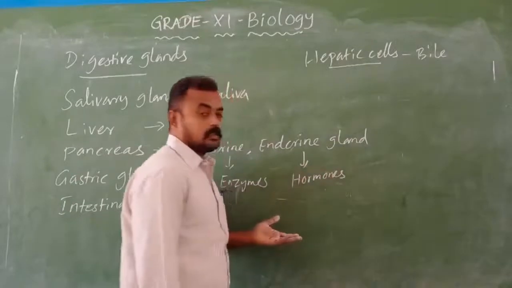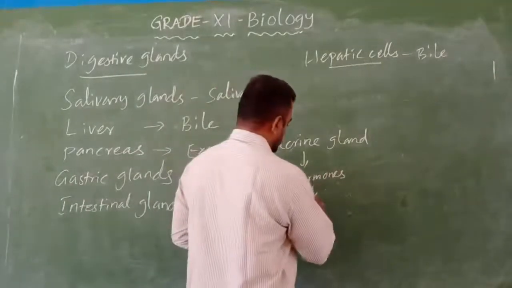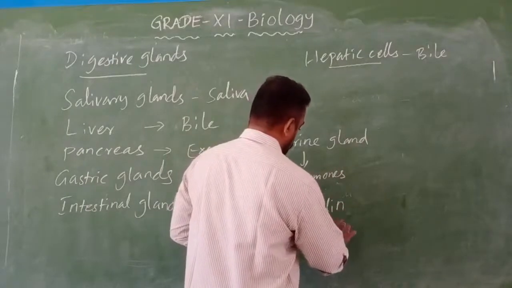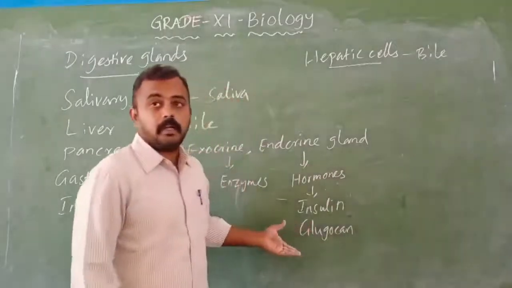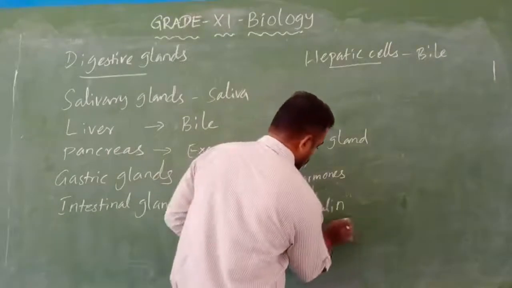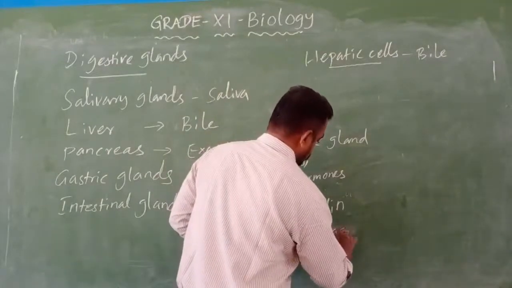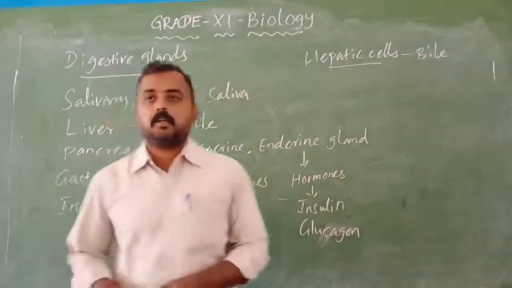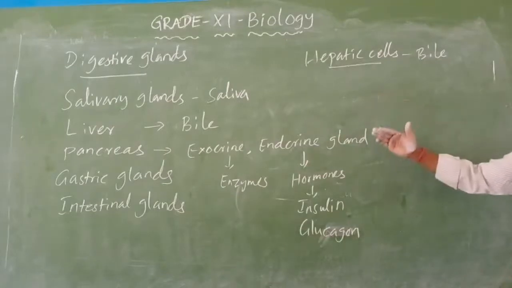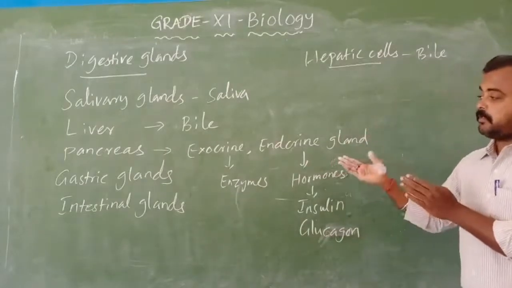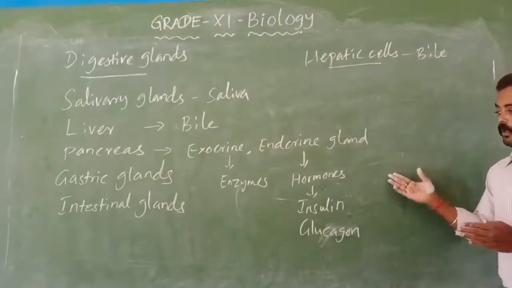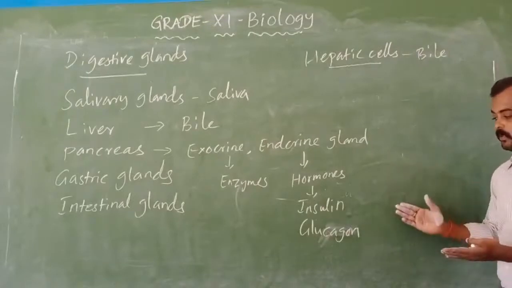What are the hormones which will be secreted? That means insulin and glucagon. Insulin and what? Glucagon. So we have two parts in the pancreas. One part acts as exocrine and another part acts as endocrine. Endocrine secretes what? Hormones. The hormones' names are insulin and glucagon.